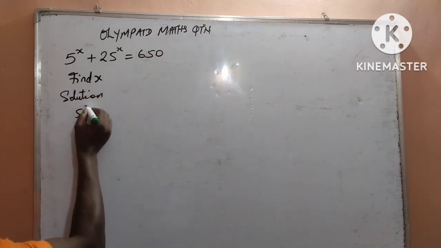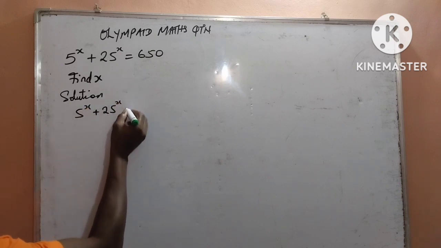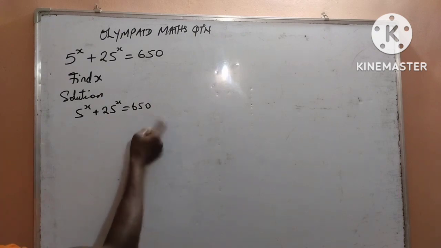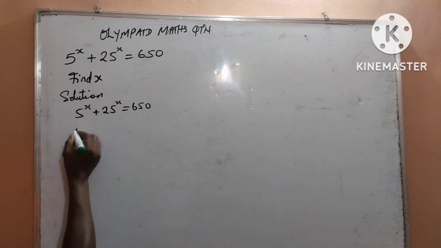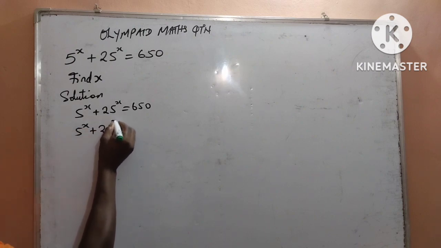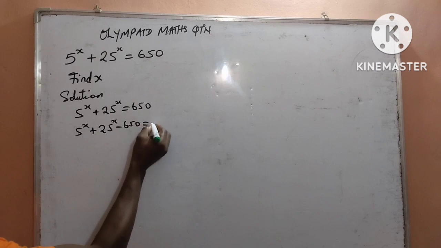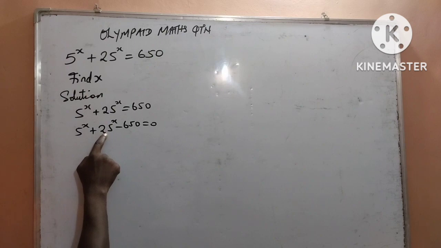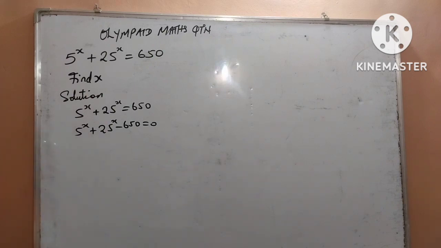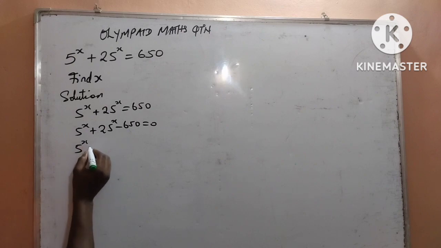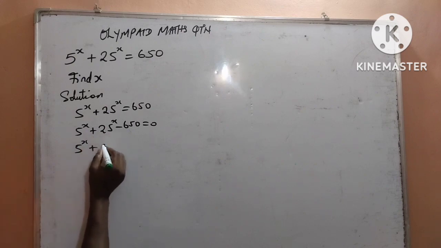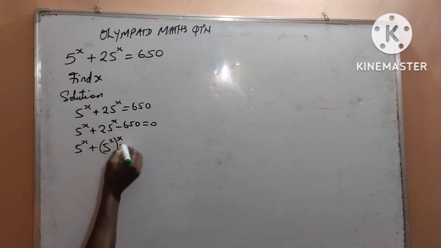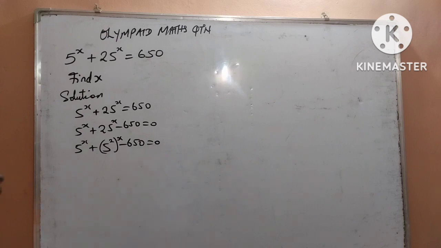I have the question 5 to the power x plus 25 to the power x equals 650. The first step I will take is to move 650 to the left, and that will be 5 to the power x plus 25 to the power x minus 650 equals 0. Next step, I want to put 25 to the power x in index form. That will be 5 to the power x plus 25, now written as 5 to the power 2, then all to the power x, minus 650 equals 0.